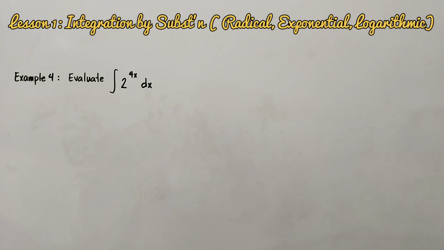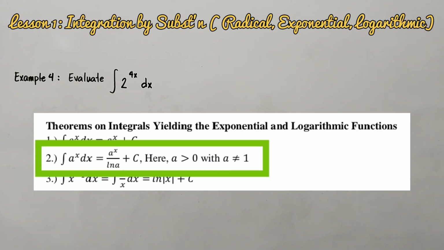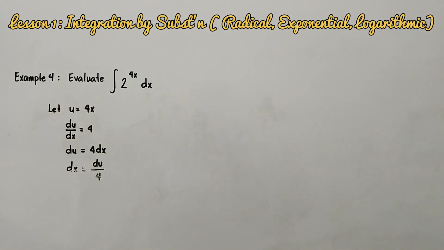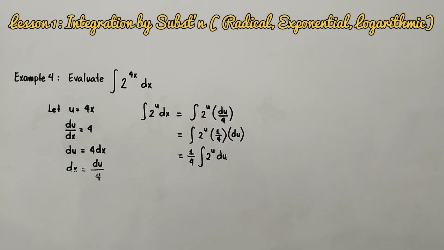For us to evaluate the integral of 2 power 4x dx, we need to recall this theorem. The integral of a power x dx is equal to a power x over ln a plus c, where a is greater than 0 with a not equal to 1. We let u equals 4x, so du over dx is positive 4, and du is 4 dx, and dx is du over 4. By changing the value of dx to du over 4, our expression becomes 1/4 times the integral of 2 power u du.